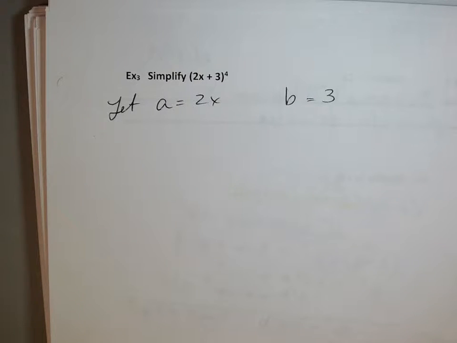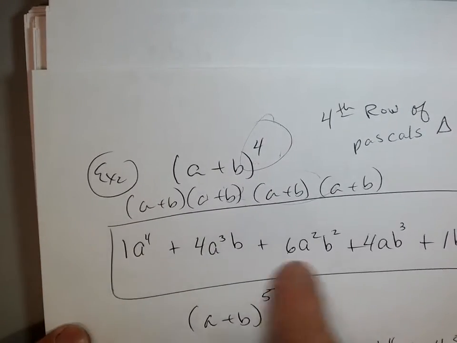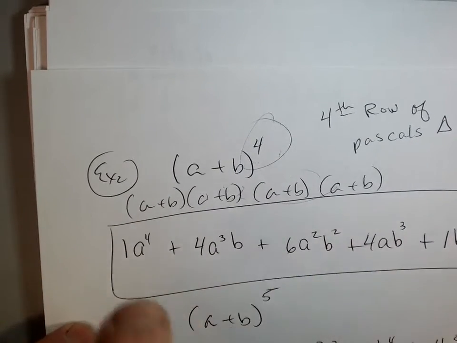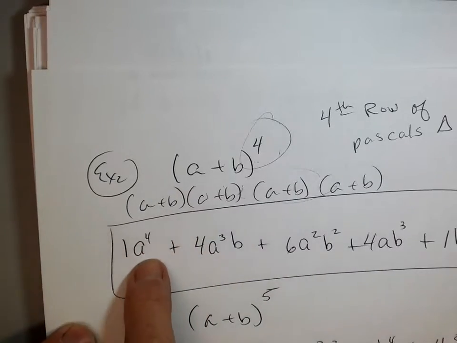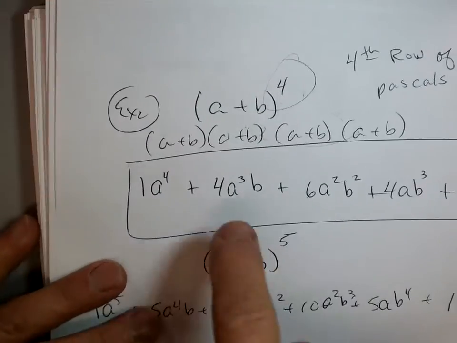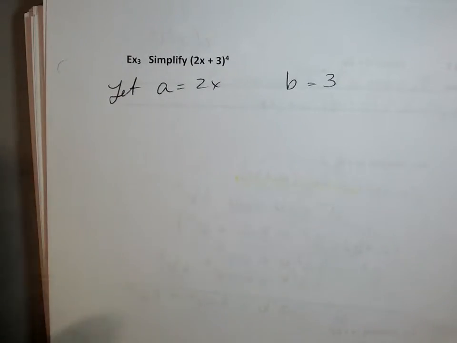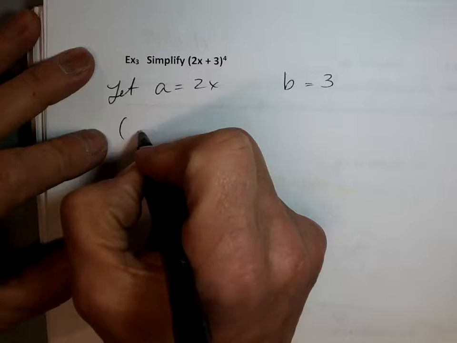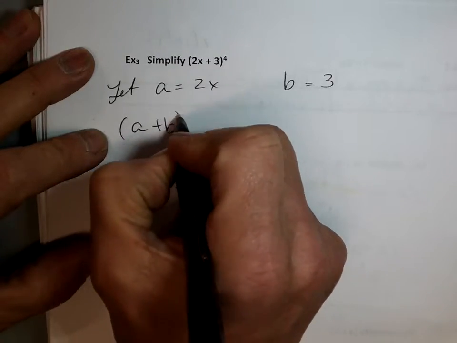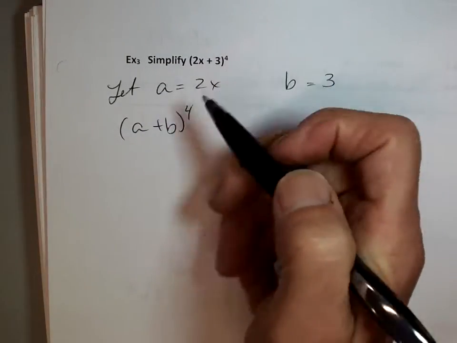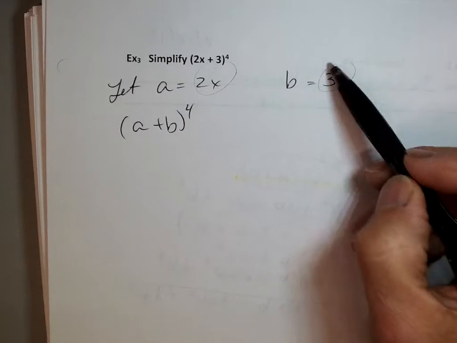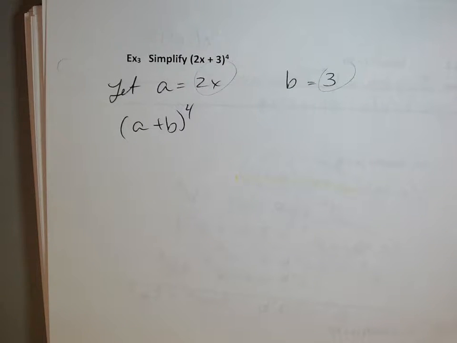Okay? So before we do anything, we just did (a + b) to the 4th, right? And we're going to do it again, and then we're going to substitute in what a is, 2x, and what b is, which is 3. So let's do it again, okay? Let's first just do (a + b) to the 4th using Pascal's triangle, and then we'll substitute in 2x and 3 when we're done. Everybody good on that? Okay, so let's do it.